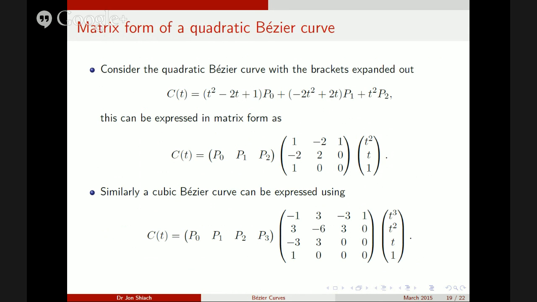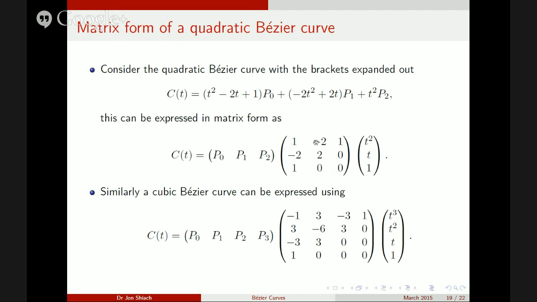If we go back to the quadratic Bezier curve, what I've done here is expand out the brackets and keep them in the factors of P0, P1, and P2. So if I expand out the brackets, this is 1 minus t squared, this is 2t times 1 minus t, and that's just t squared. So we have t squared minus 2t plus 1, so our top row is 1, minus 2, and 1.